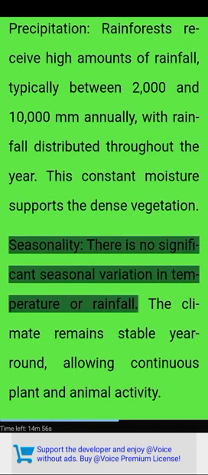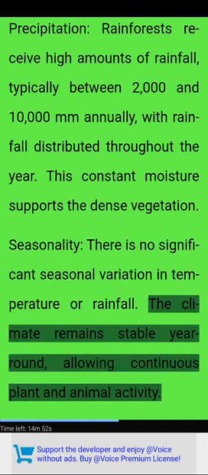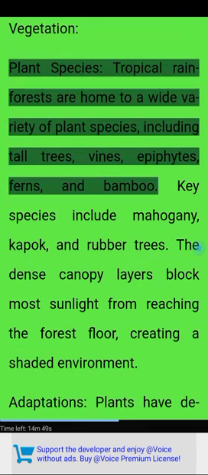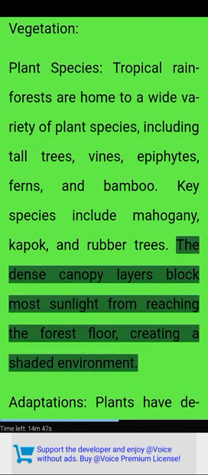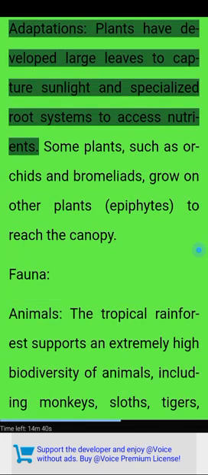Seasonality. There is no significant seasonal variation in temperature or rainfall. The climate remains stable year-round, allowing continuous plant and animal activity. Vegetation. Plant species. Tropical rainforests are home to a wide variety of plant species, including tall trees, vines, epiphytes, ferns, and bamboo. Key species include mahogany, kapok, and rubber trees. The dense canopy layers block most sunlight from reaching the forest floor, creating a shaded environment.